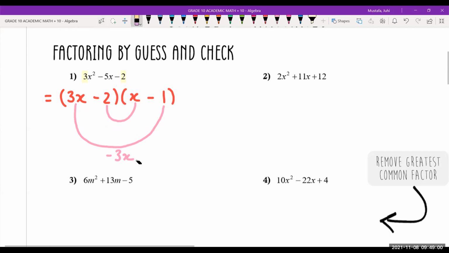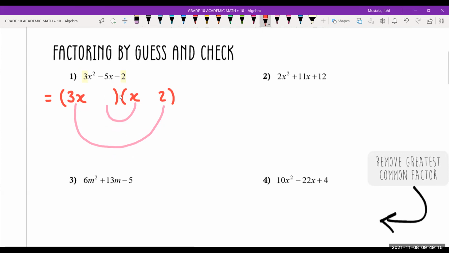So I'm going to erase the negative 2x. I'm going to erase the negative 3x. I'm going to erase this minus 2. I'm going to erase this minus 1. And instead of a 2 and a 1, I'm now going to put a 1 and a 2.